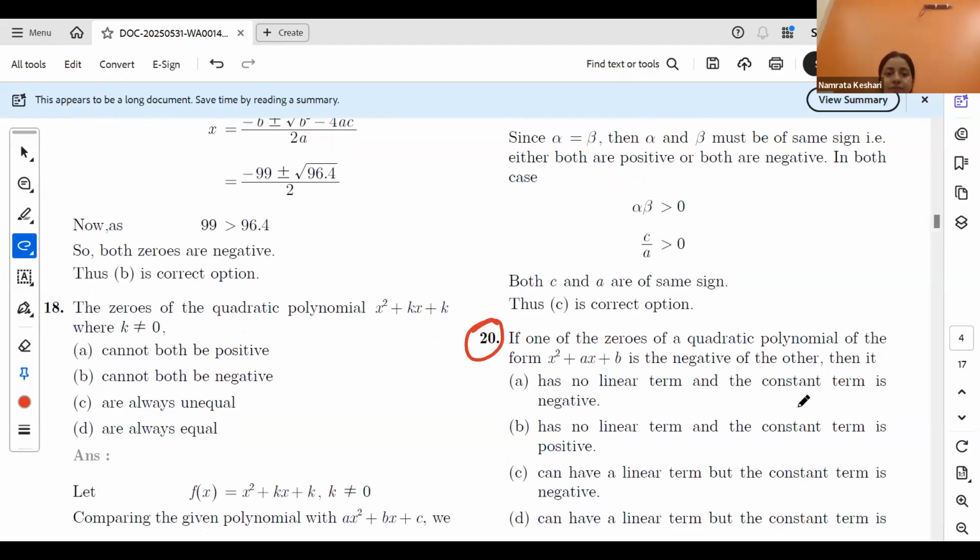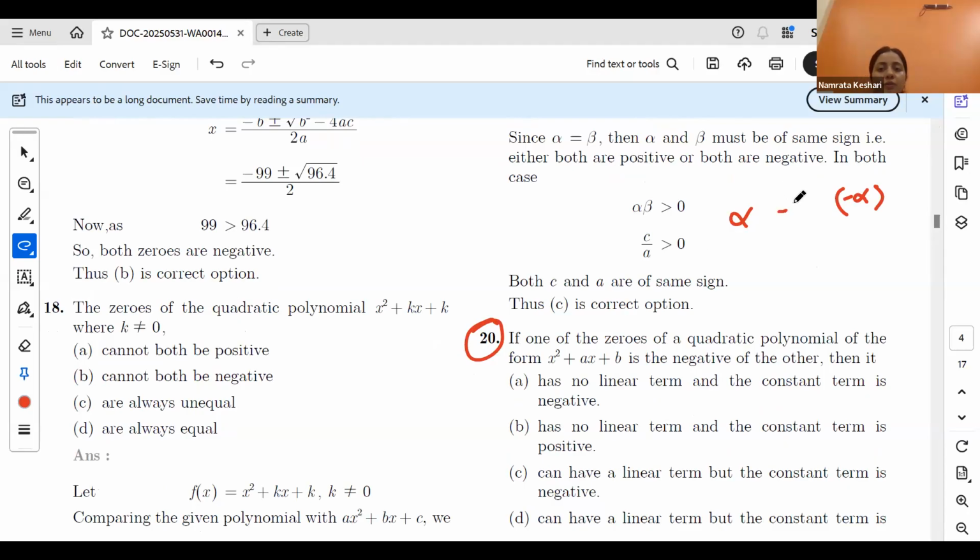See, number 20. One zero is the negative of the other. So additive inverse. One zero is alpha, another is minus alpha. Then we have to mark the correct option.